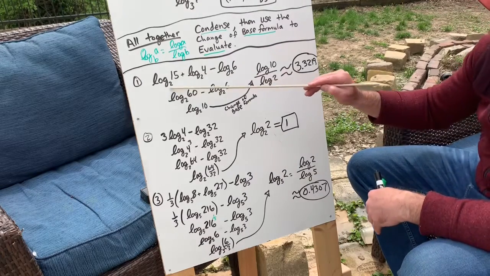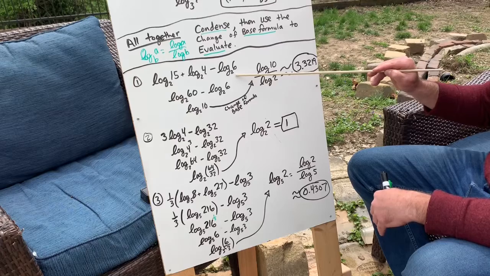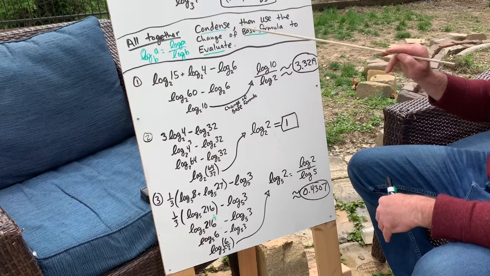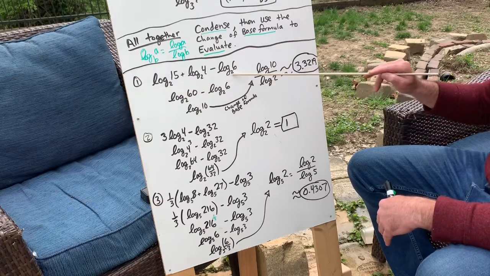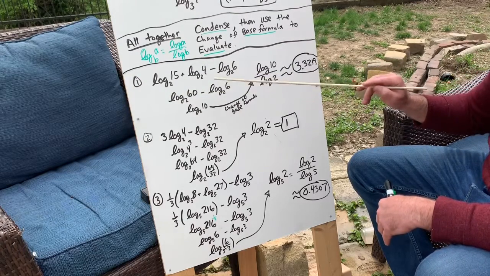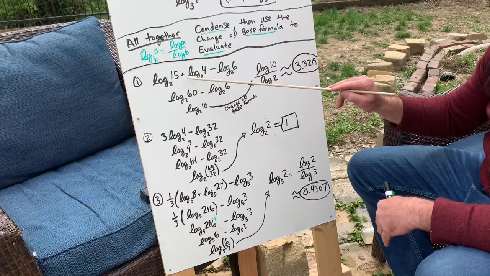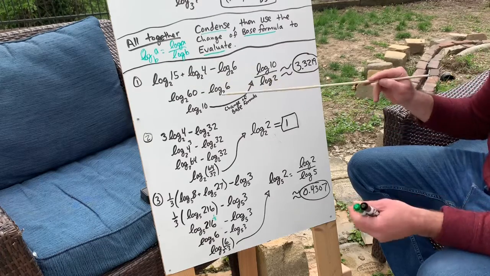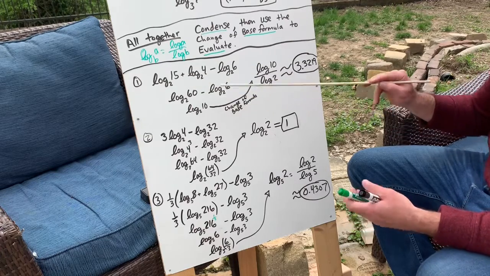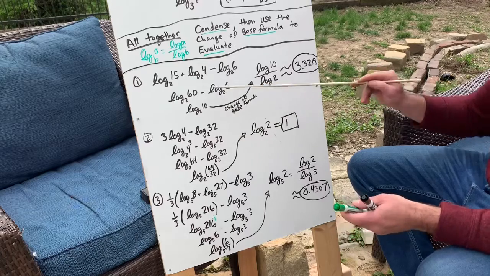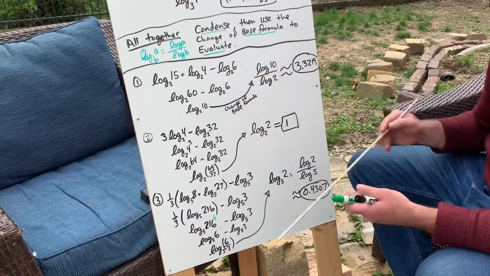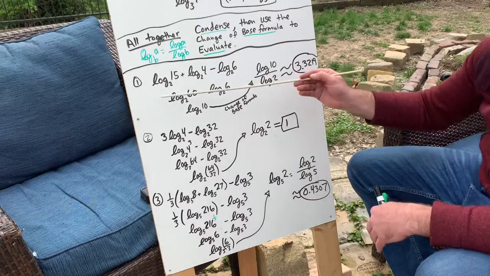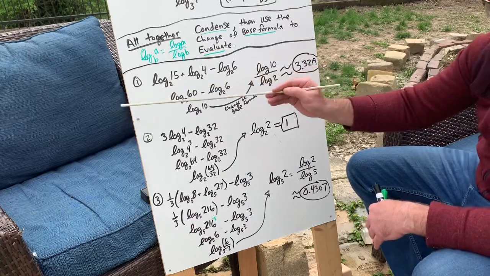Here, if we start with this expression, and my directions say to condense, then use change of base formula to evaluate. Well, I first need to condense. So I still use my rules, PEMDAS, right? First you need to do parentheses, then exponents, and so on. Well, here it's addition or subtraction. When you have addition and subtraction, they're on the same level, and so you work from left to right.